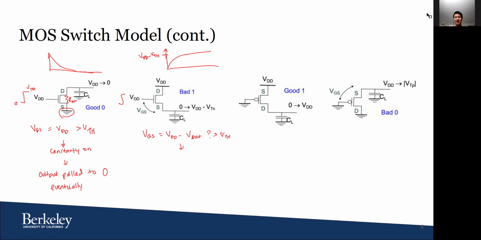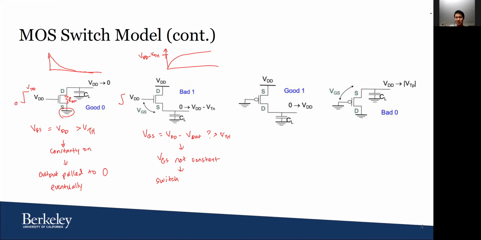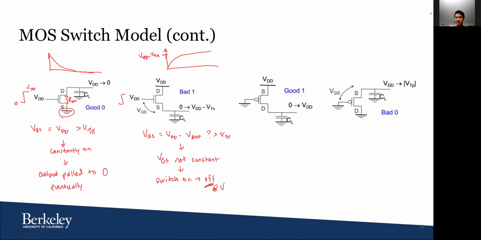So the rationale for this is that VGS is not constant. What this means is that the switch turns from on to off over time. It is off at V source equals VDD minus V threshold, and that means the output is only pulled to that value.